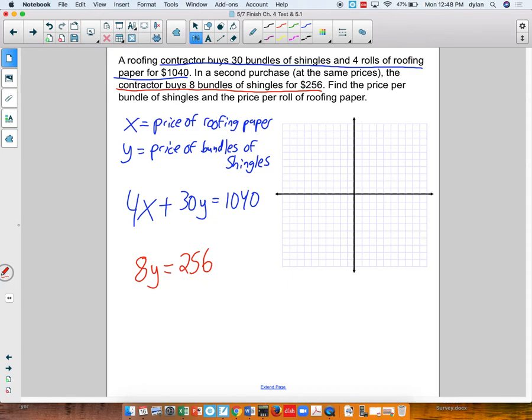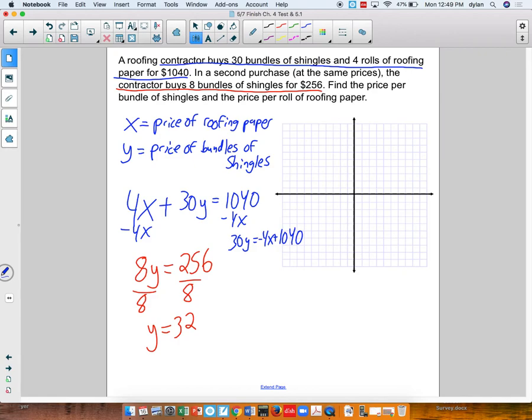But remember that our calculator only accepts equations in the form of y equals. So we need to solve both of these equations for y. The bottom one is pretty easy. We're just going to divide both sides by 8, and we end up with y equals 32. But for the top one, first we're going to subtract 4x from both sides. So we have 30y equals negative 4x plus 1,040.